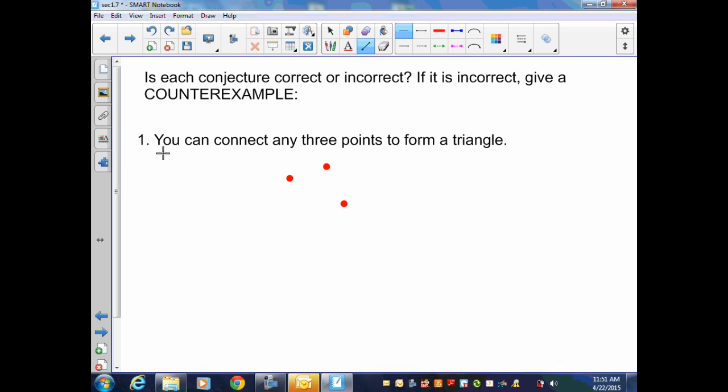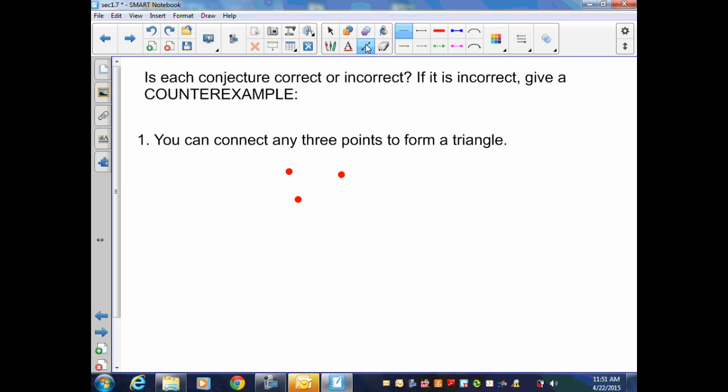First example, you can connect 3 points to form a triangle. So any 3 points forms a triangle. No matter what you do, these 3 points will form a triangle. At this point, if I move these points anywhere, it looks like I can always connect them with 3 segments that will form a triangle. Therefore, at first observation, it does look like this is correct.